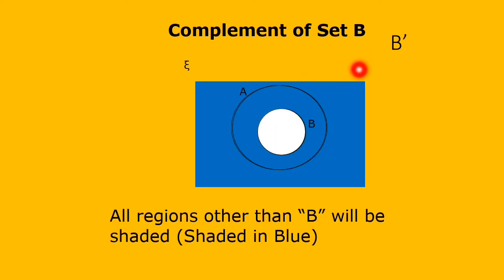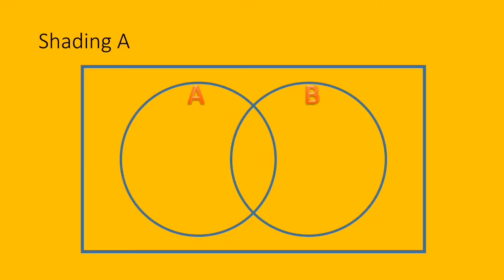So complement of B set means all regions other than B, so the area which is in blue color is known as the complement of set B. Okay students, here we are going to learn how to shade the area. How will you shade the area of A? You can color the area.